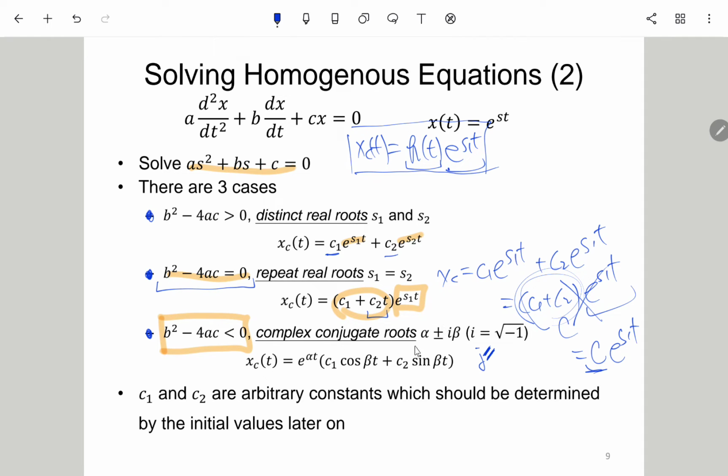Okay, so actually, if we have complex conjugate roots, the solution looks like this. Why? We have an exponential, and we can somehow understand that, because we have an exponential to something. So we still have an exponential to something, but why do we have a cosine and sine here?